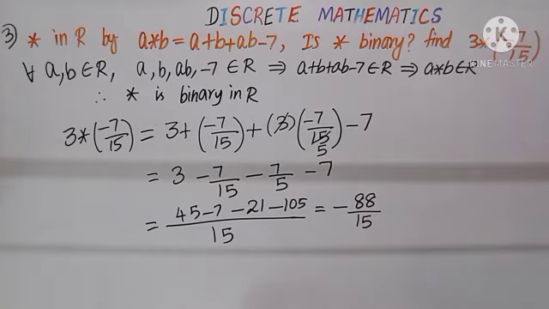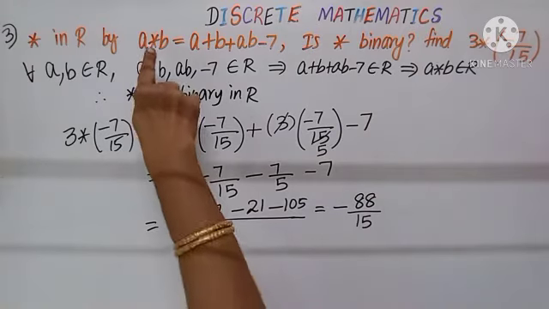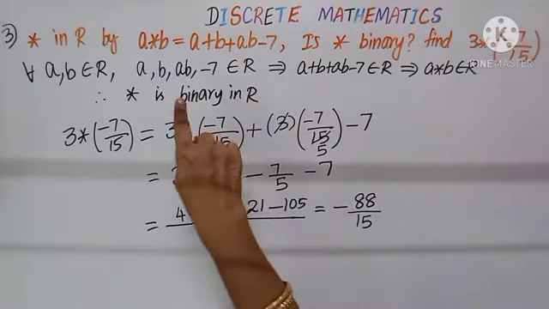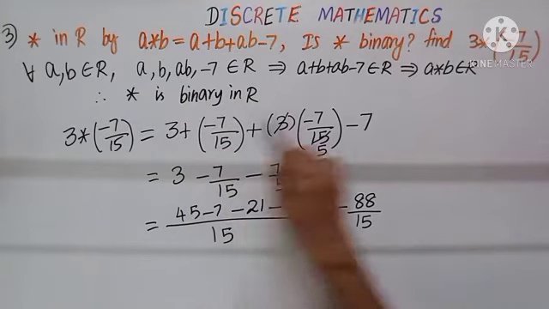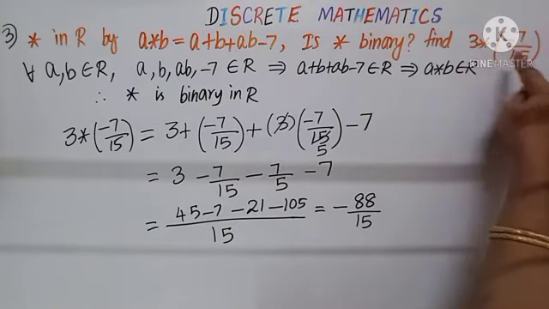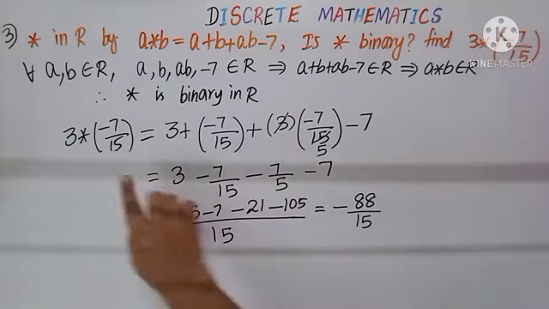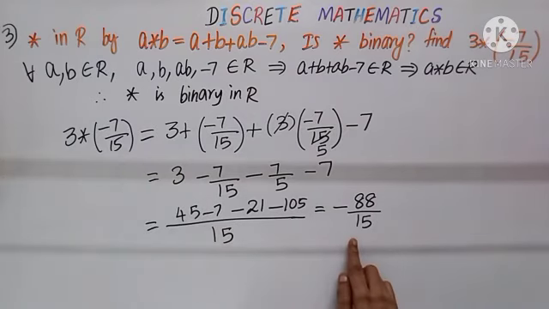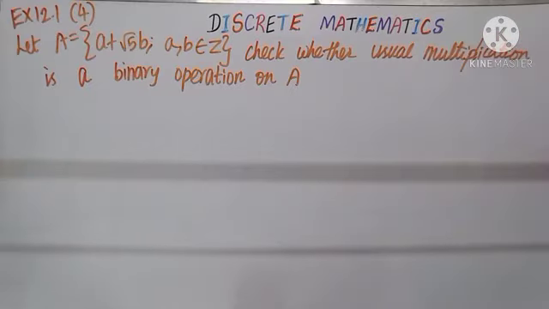So third problem, we are checking whether star is binary. We have said yes. If so, wherever A comes, put 3. Wherever B comes, put minus 7 by 15. Simplify and get minus 88 by 15.